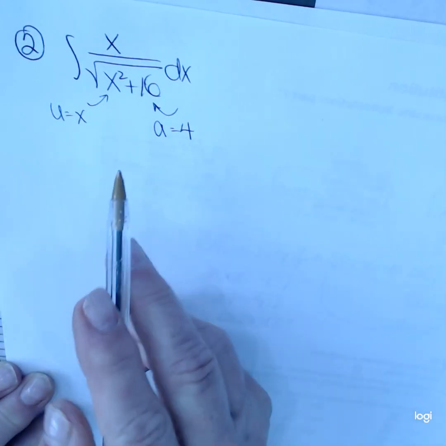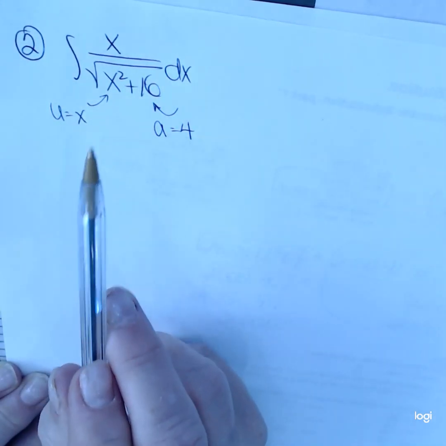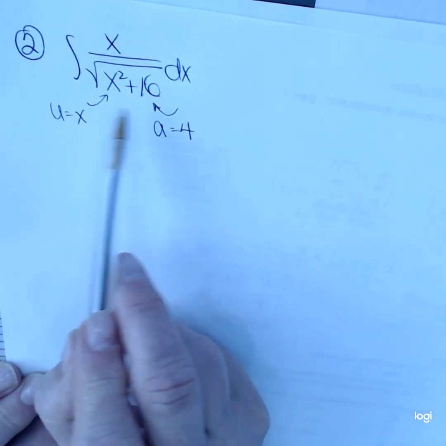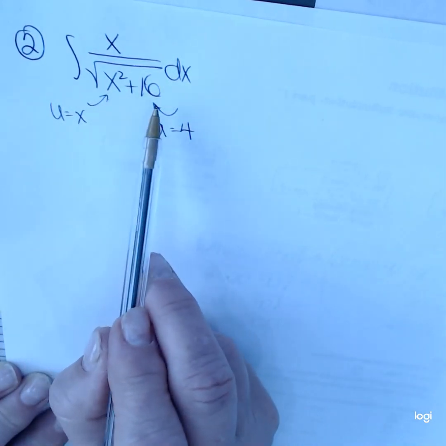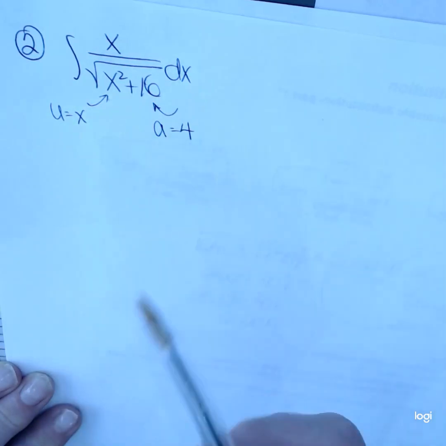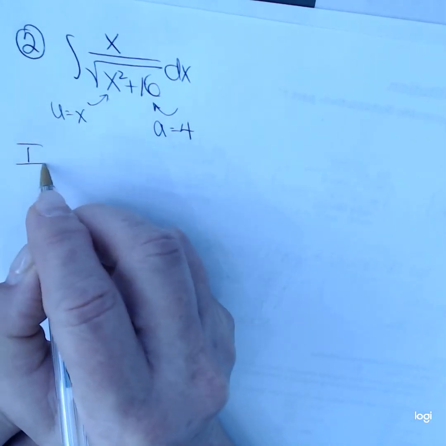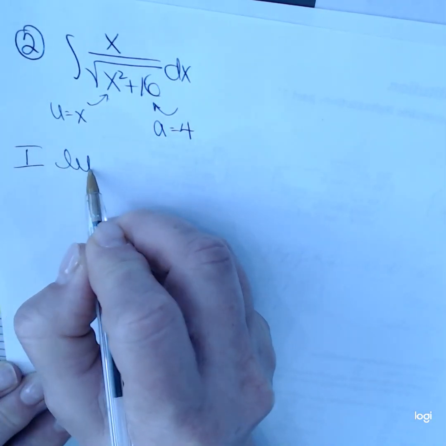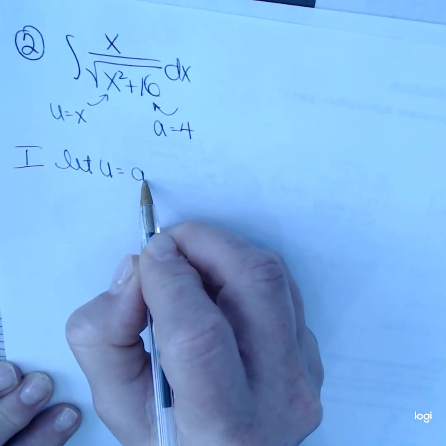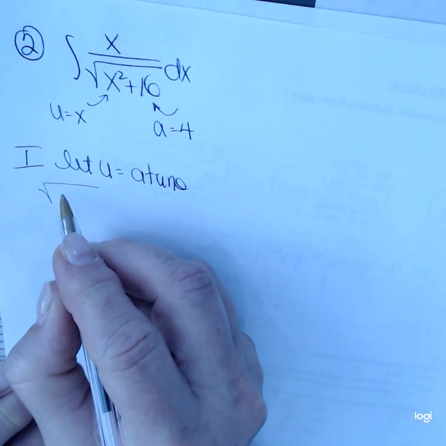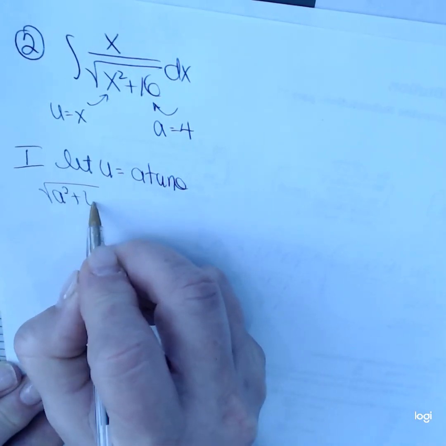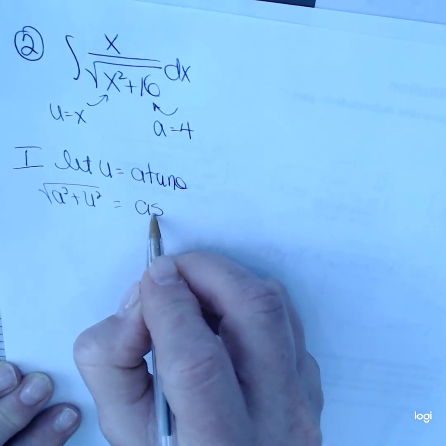When I look at this, I notice that what I have is the a squared plus u squared. It doesn't matter what order it appears in. I think on your sheet it says a squared plus u squared. That's the same thing as u squared plus a squared. So the substitution we're going to make is we're going to let u be equal to a tangent of theta, which means then that the radical of a squared plus u squared will be equal to a secant of theta.